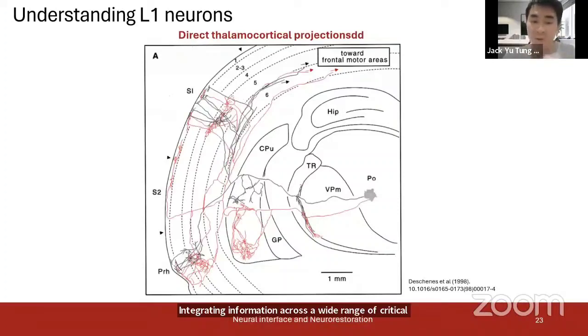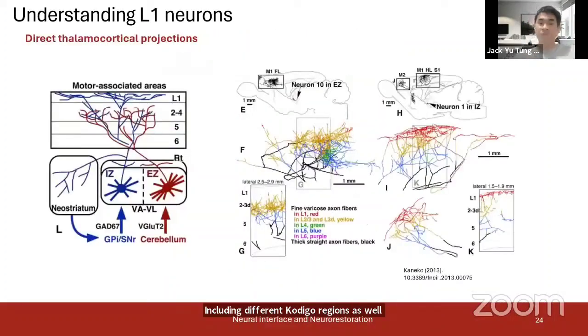So this diagram here basically shows quite extensive axonal and dendritic projections across to and from different regions, including different cortical regions, as well as deep brain structures. In this study by Kaneko and colleagues, they found that different parts of the ventral anterior and ventral lateral thalamus project to different layers of the motor cortex.